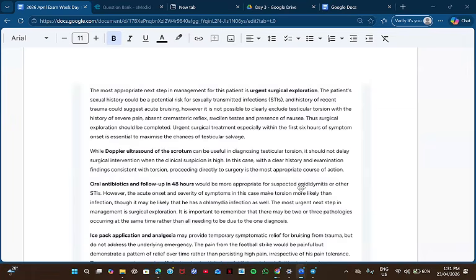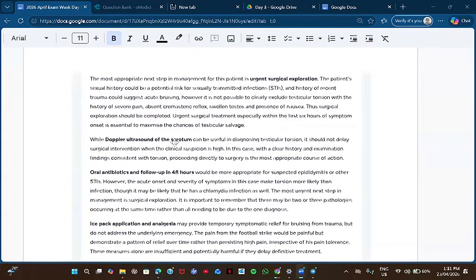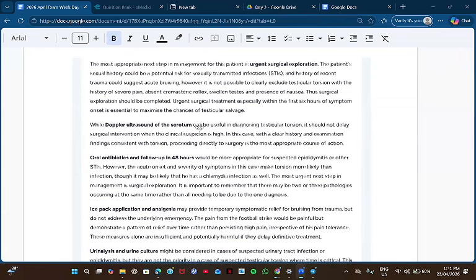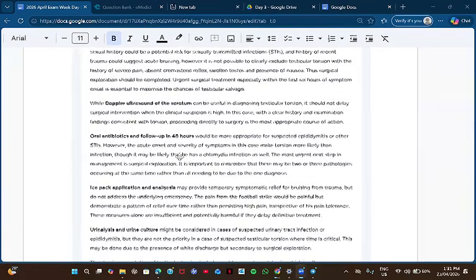So the most appropriate next step is surgical exploration. The sexual history could be a potential risk of STI, and the history of recent trauma could suggest acute bruising. However, it's not possible to clearly exclude testicular torsion with the history of severe pain, absent cremasteric reflex, swollen testes, and presence of nausea. The surgical exploration should be completed. Urgent surgical treatment, especially within 6 hours of symptom onset, is essential to maximize the chance of testicular salvage, right?